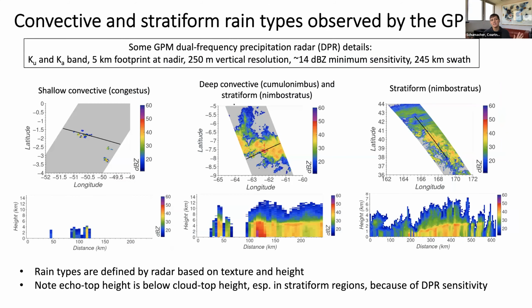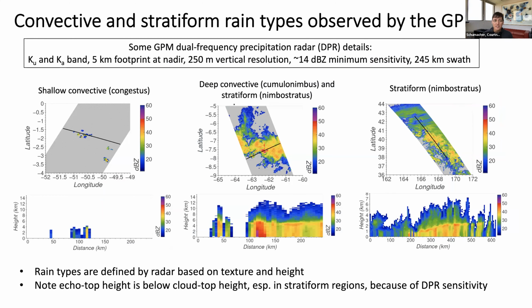So now we get pretty pictures. This is what the convective and stratiform rain types look like from the GPM DPR. For those of you who are not as familiar with the DPR, it's the second spaceborne precipitation radar. The first one is the TRMM PR. I'll be showing a little bit of that, but more I did want to focus on the DPR.